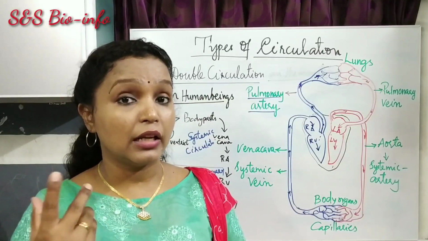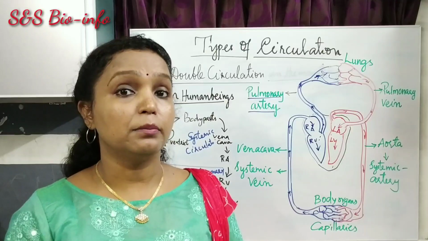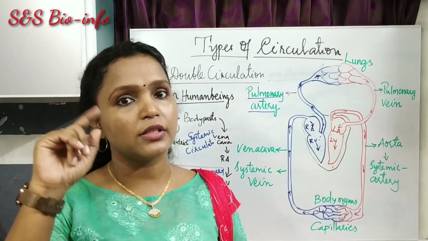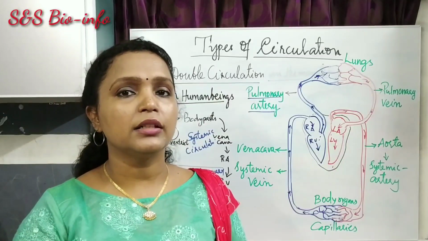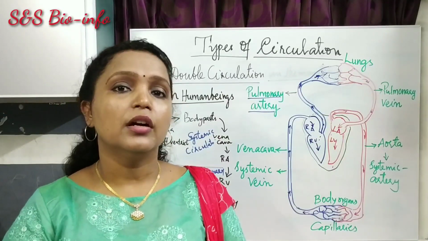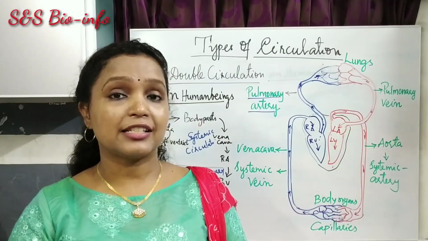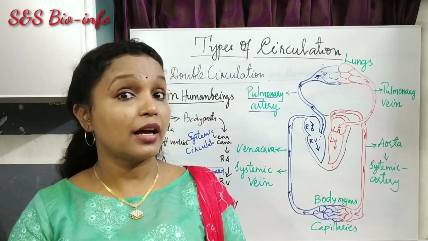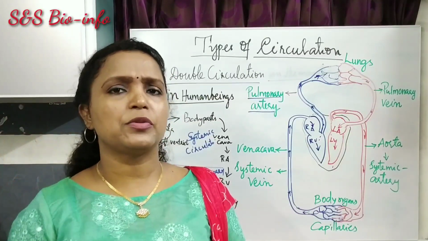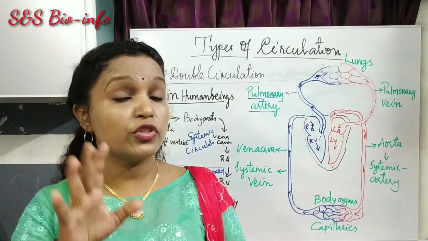So today we have learned about single circulation, incomplete double circulation and complete double circulation. In single circulation the fishes have only a 2-chambered heart. In the case of incomplete double circulation, amphibians and reptiles have a 3-chambered heart. There is an exception that crocodiles have a 4-chambered heart. Crocodiles are reptilians, but there is an exceptional case. Then in case of birds and mammals, they have a 4-chambered heart.